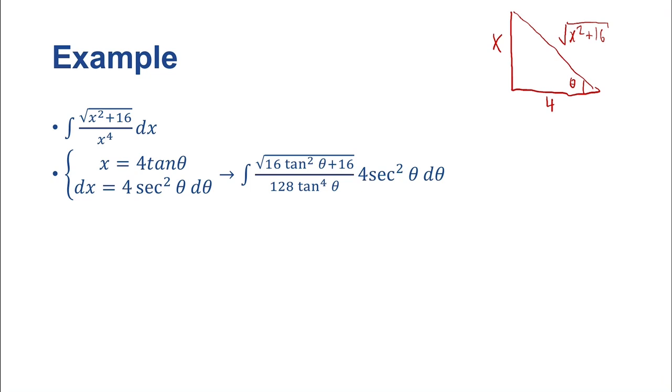And now we can look at our dx. So our dx is going to be the derivative of our x. So we get dx equals 4 secant squared of theta d theta. So there's your differential analysis there. And now we can go into our substitution.